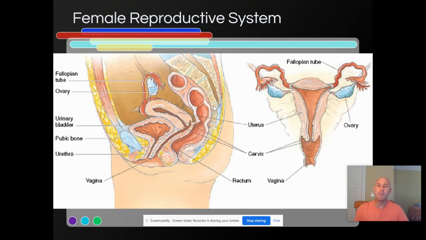Okay, so going back to the female reproductive structure, I'm just going to highlight where fertilization typically takes place. The mature egg is released from the ovaries here. Once released from the ovaries, it starts to travel into the fallopian tubes. And for the most part, fertilization is going to take place at some point as it's traveling down these fallopian tubes, where sperm will meet up with the egg.